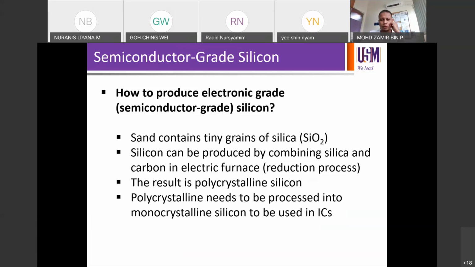So sand is SiO2. To be able to produce silicon with the right purity, or 9N, the silicon dioxide or SiO2 has to be mixed with carbon in a high temperature electric furnace to go through a process called carbothermic reduction. It's a reduction process where SiO2 reacts with carbon to produce byproducts, and the outcome is silicon. The result is polycrystalline silicon. So it's not monocrystalline yet, it's polycrystalline.